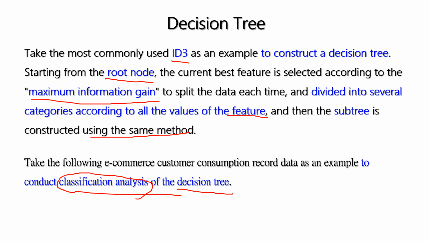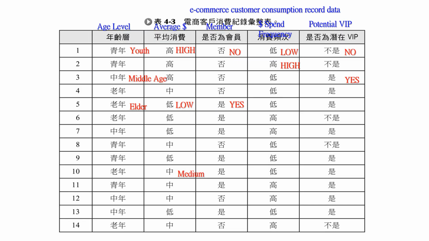Actually, you can draw it by yourself from the table right here, right? This is an e-commerce customer consumption record data, okay? And the first column, we call the attribute, okay? Attribute, called age level. There are 3 levels here. One is called youth, okay? 中年 means the middle age, 老年 means elder, okay? 3 levels here, okay? And 14 samples here, 14 samples.